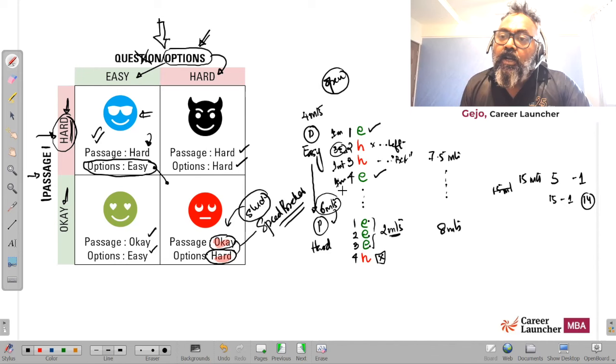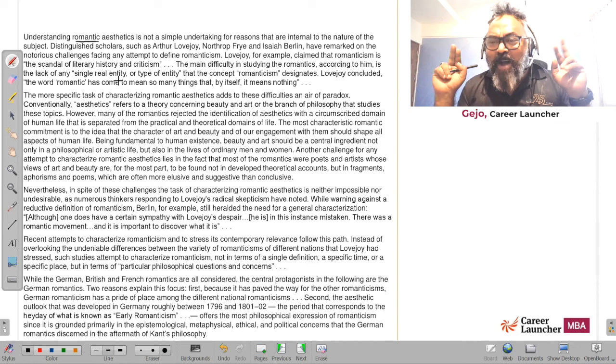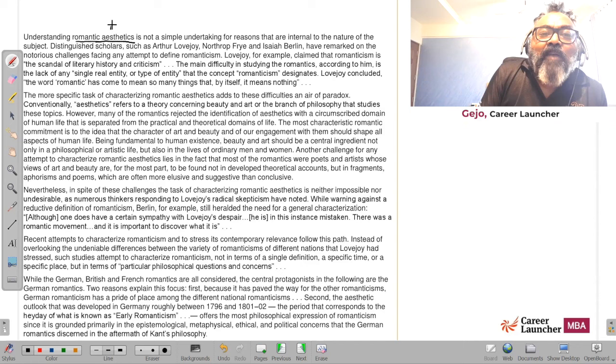And I'm sure that a lot of you would have struggled if you go through this passage and read it. But let's read the passage and understand what it is trying to say. Understanding romantic aesthetics. First of all, this is not romance. Romantic aesthetic. Even if you don't know this, it's like some idea. You can just think about that.